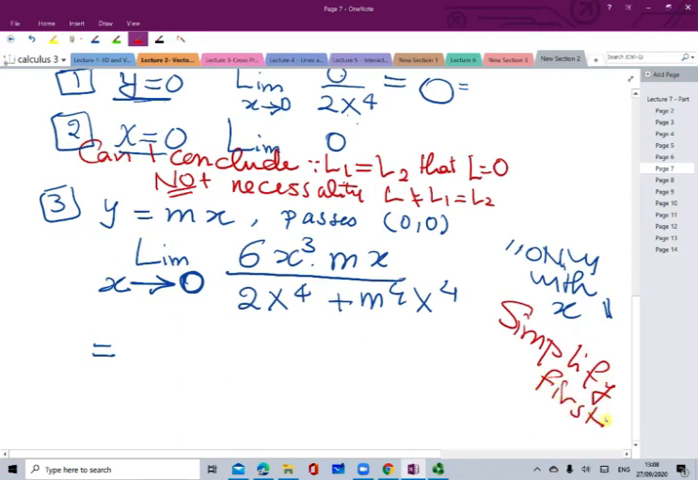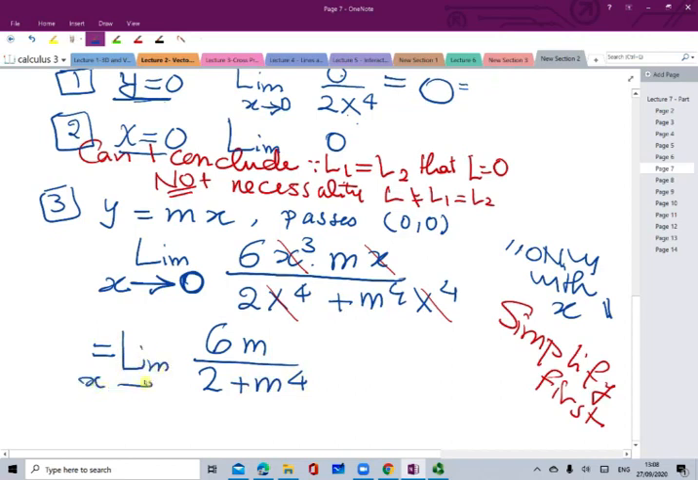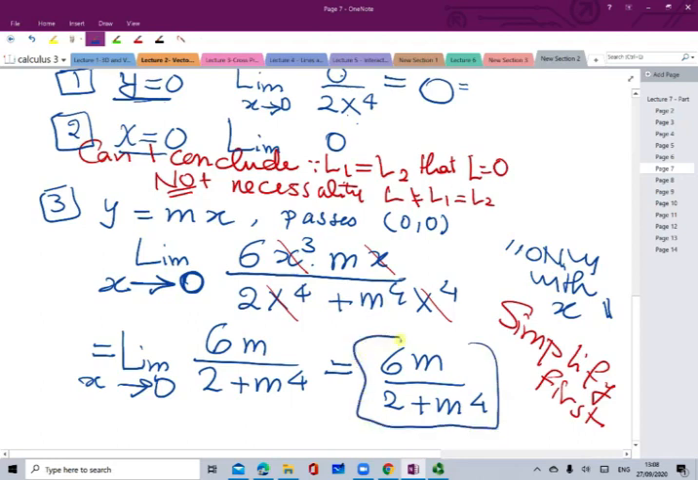When I simplify, x to the power 4 will be cancelled out from the problem. I ended up with 6m over 2 plus m to the power 4. I still didn't take the limit as x tends to 0. It turned out that x has been cancelled out. I don't even have an x to substitute, so I'll end up with this same value, 6m over 2 plus m to the power 4. Got it?